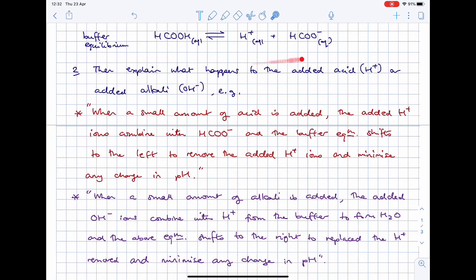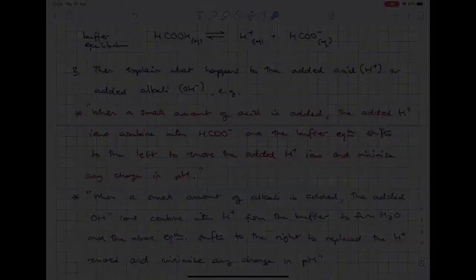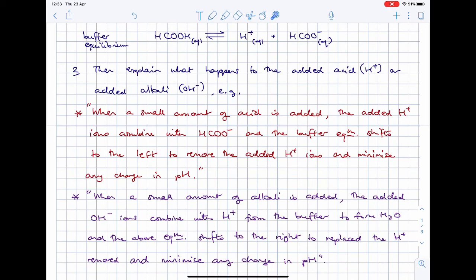So because you've written the equilibrium equation, you can refer to it. If you don't write that down, which lots of people forget to do, you're not going to be able to refer to equilibrium, and you're just talking about shifting left or right. And the examiner's thinking, what do you mean left or right? Left or right of what equilibrium? Because you haven't written the equation. So by shifting forward to the right-hand side, the equilibrium will replace the H plus ions that you removed and minimize any change in pH.